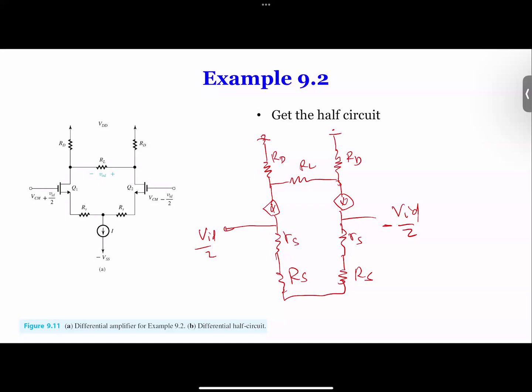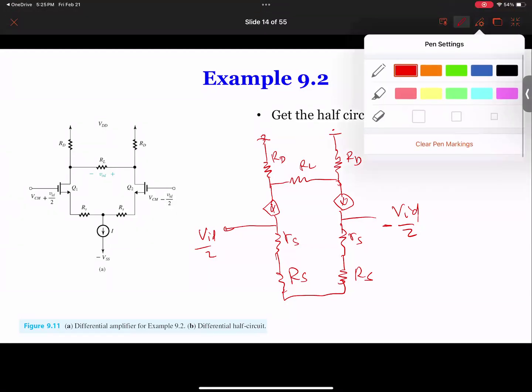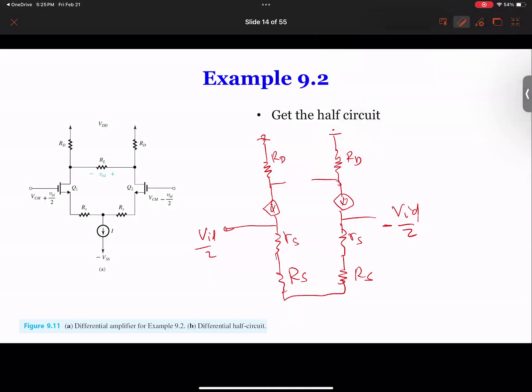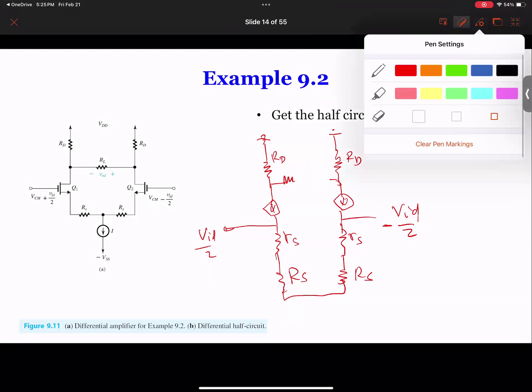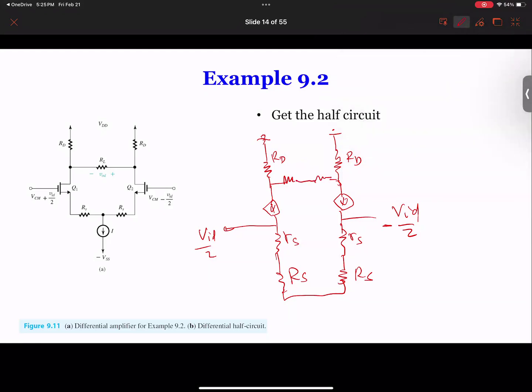Now you might say it's still a little bit complicated because we have RL in the middle, but in the book it tells you that this RL we can separate into two resistances, and then we take the middle. Now I'll tell you why that is important. We're going to break this into two resistances. This resistance is RL. You break them into two, each of them is half. So we have RL over 2, and RL over 2.